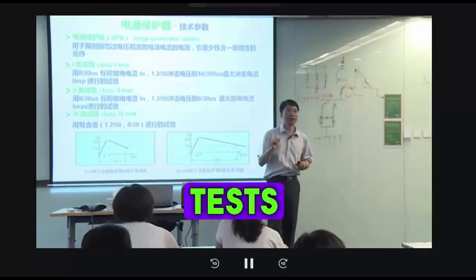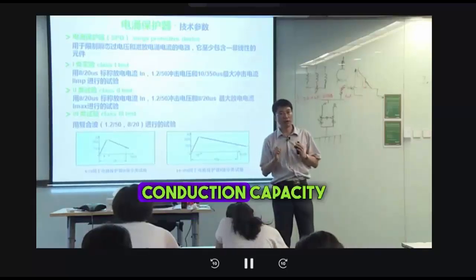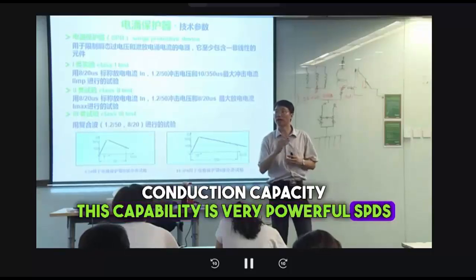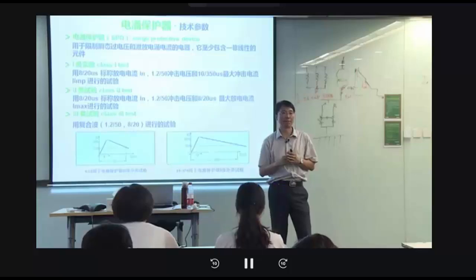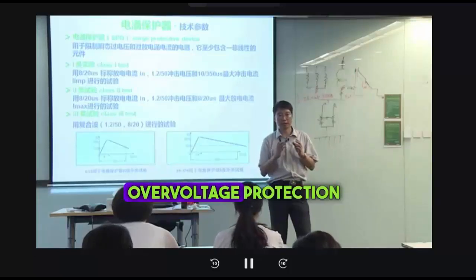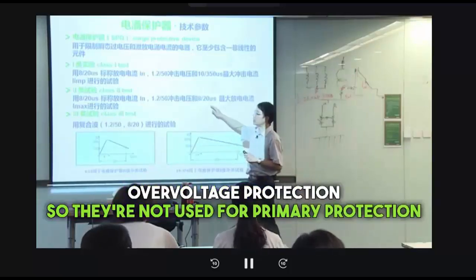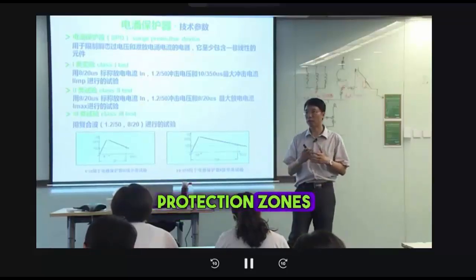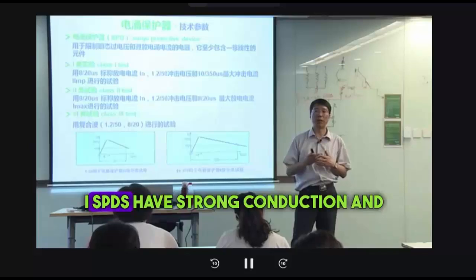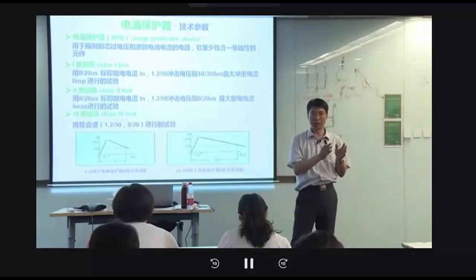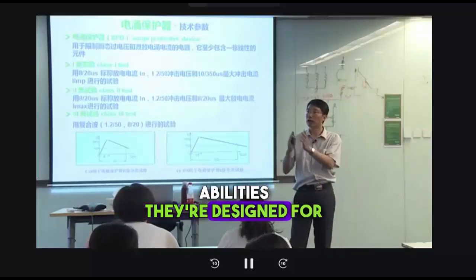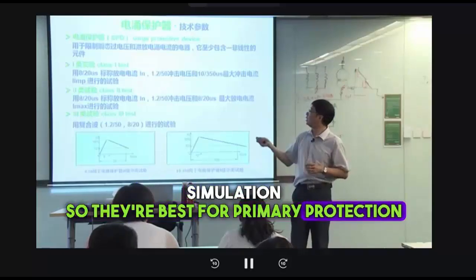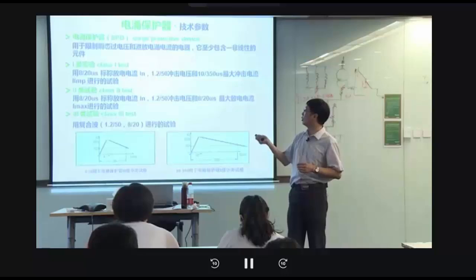Class 1 SPD tests often prove the SPD's conduction capacity. This capability is very powerful. SPDs that pass Class 2 tests are mainly for induced overvoltage protection, so they're not used for primary protection, but in secondary lightning protection zones. Class 1 SPDs have strong conduction and discharge abilities. They're designed for direct lightning simulation, so they're best for primary protection in distribution cabinets.